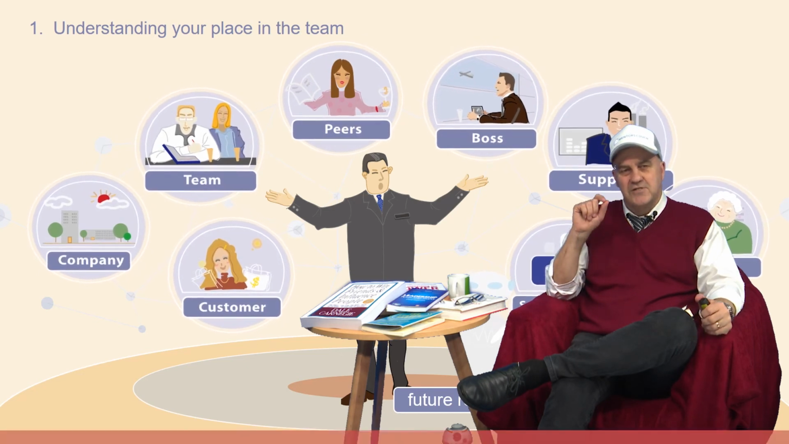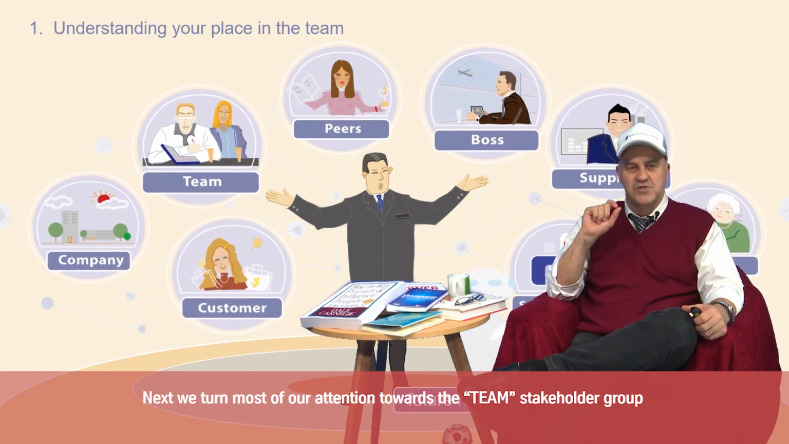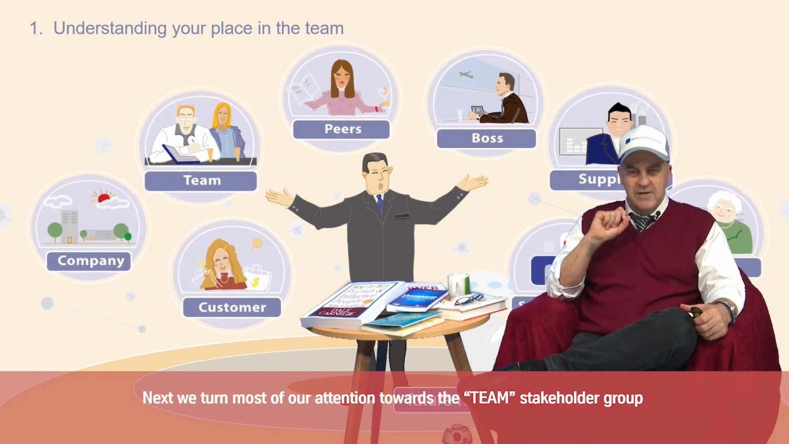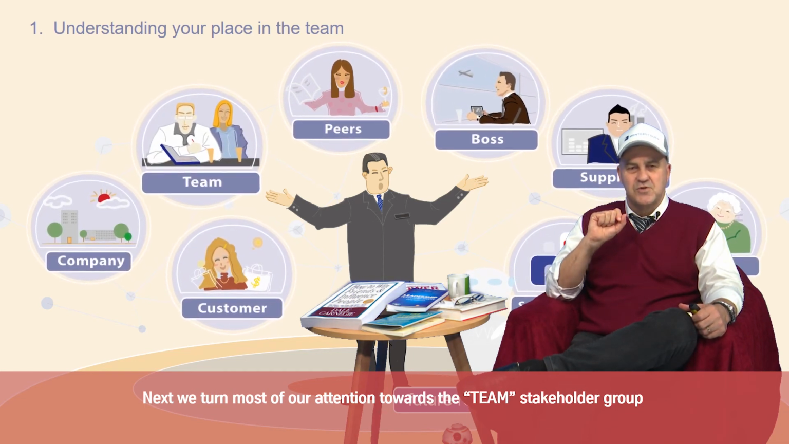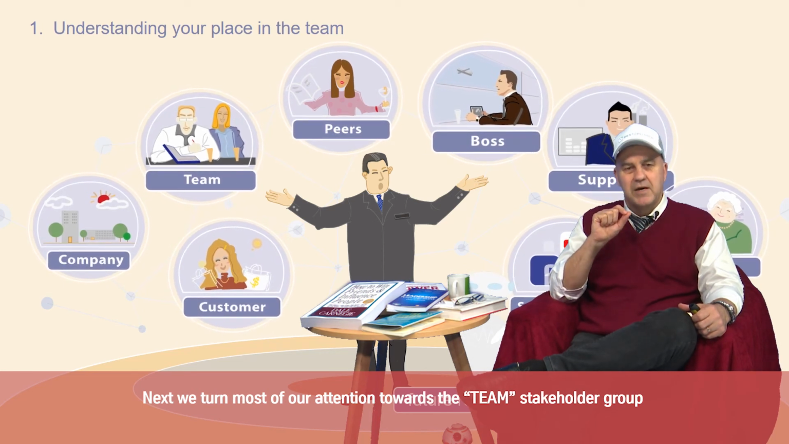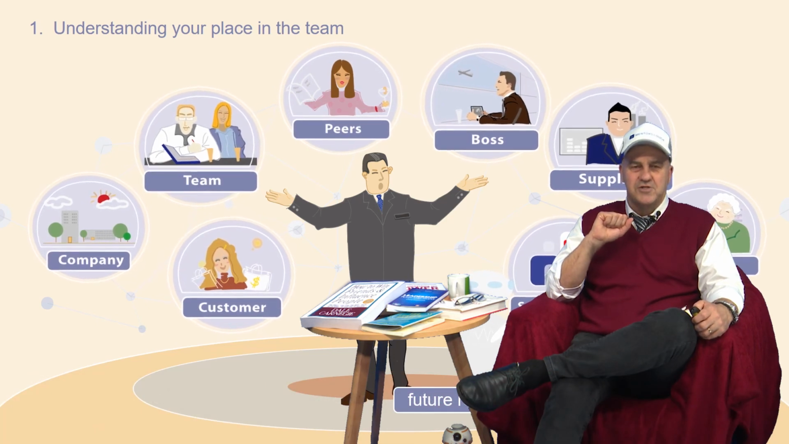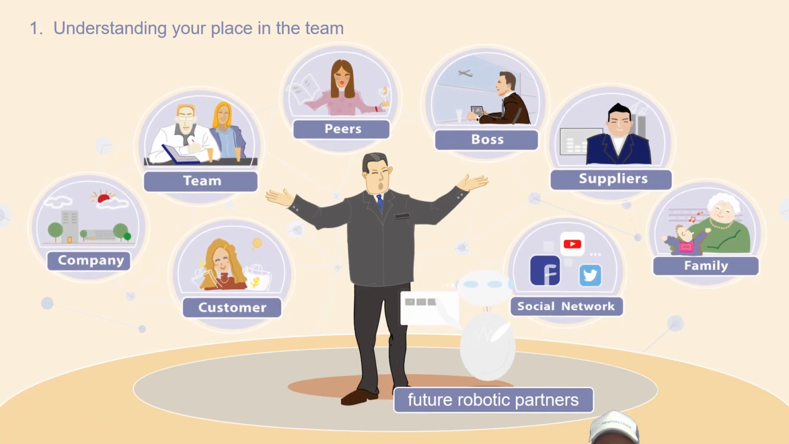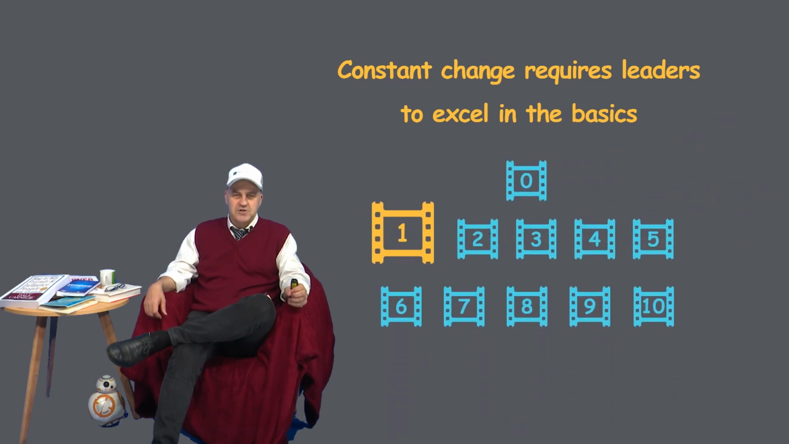As we progress into the next five to six videos, we turn most of our attention towards the team stakeholder. The reason why is simple. If you can lock in these core learnings on the basic skills with your team and empower them by applying the topics and the methods we cover, then the foundation to success is laid and solid. So, that concludes the first video called Understanding Your Place in the Team. In this series, Constant Change Requires Leaders to Excel in the Basics, we'll present 10 topics.